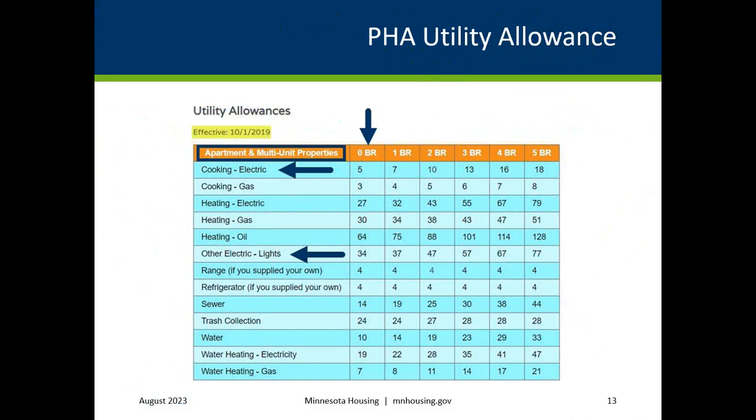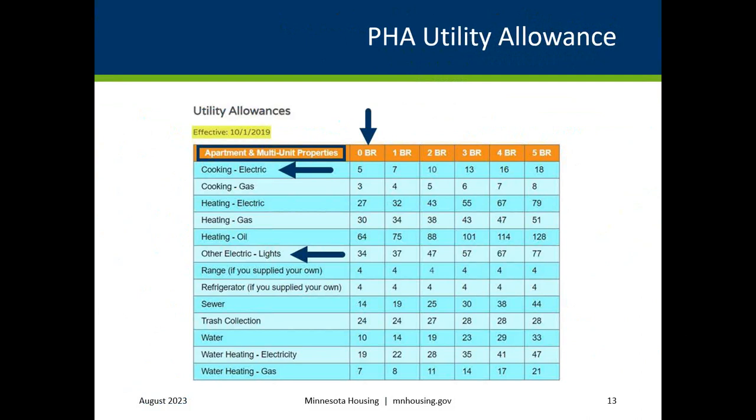The UAs use different numbers for apartments versus townhomes versus single-family dwellings because utility costs are different based on the type of construction. Be sure to use the correct figures based on the type of units in your property. In the example on the slide, which is for an apartment dwelling, residents in zero-bedroom units are required to pay for electricity, sometimes referred to as unit electric or other electric lights. In this example, the units have electric stoves, so you must also factor in cooking electric.